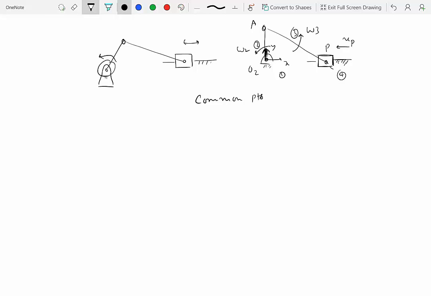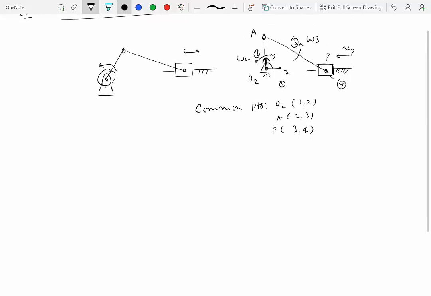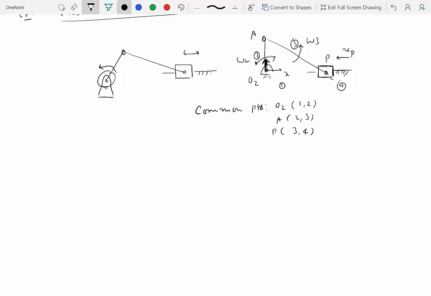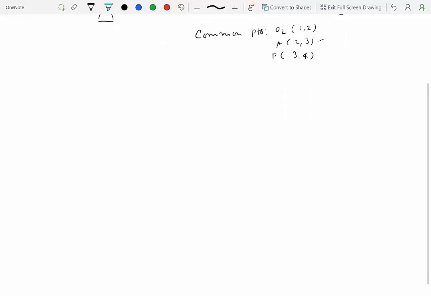Common points: O2, which is common to 1 and 2. We have common points A between 2 and 3, P between 3 and 4, right? Okay, that's it. So those are the common points. Now O2 is a trivial point, it's a fixed point, right? So let's write the velocity of A choosing O2 as a reference point for rigid body 2.